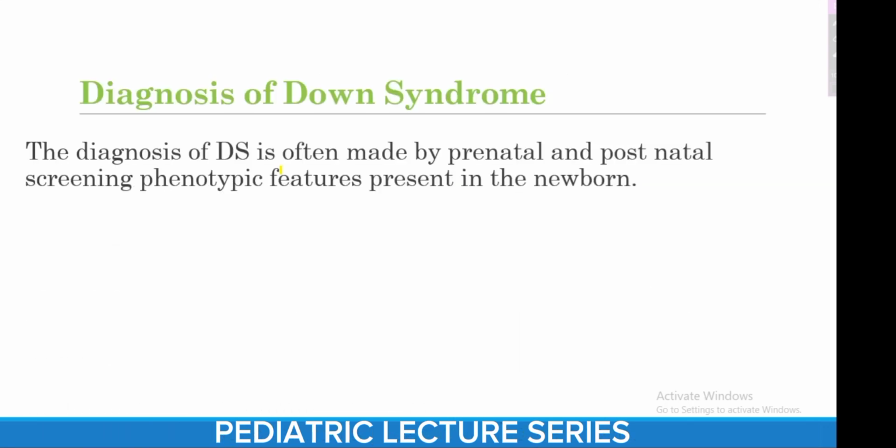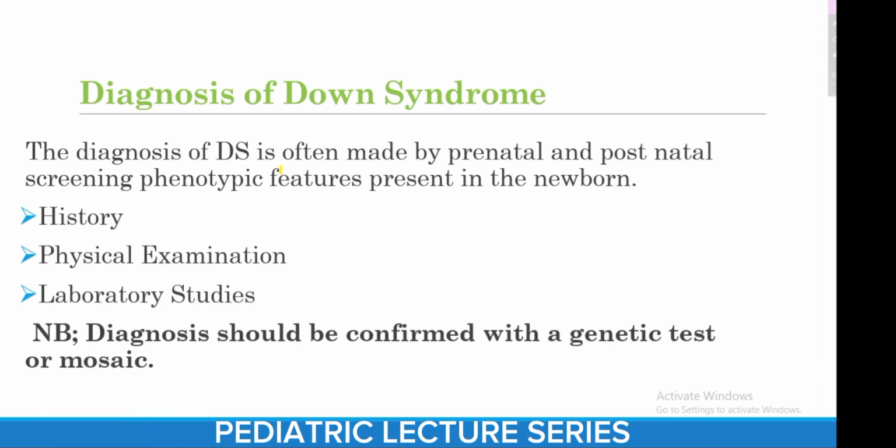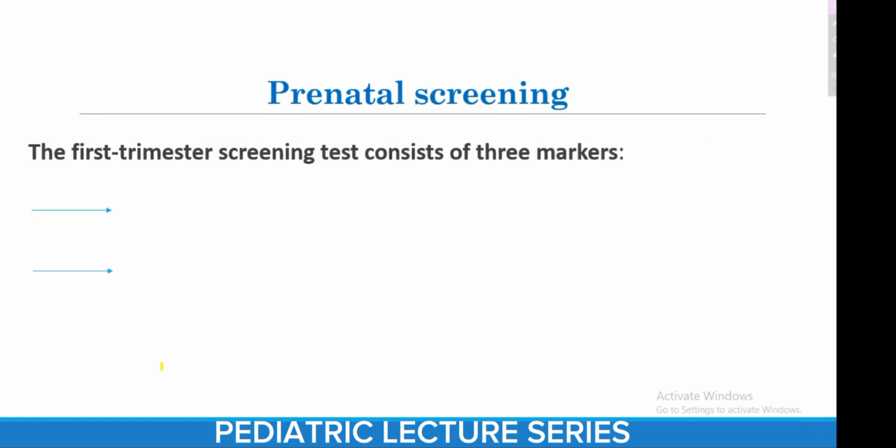So how do you diagnose this? In children with Down syndrome, the diagnosis is based on history, physical exam, and laboratory studies. However, the confirmatory test is done with genetic testing and mosaic Down syndrome. So, in the prenatal period, we can do screening, and this test can help us to predict whether there is a high chance or a low chance of giving birth to a child that has Down syndrome.